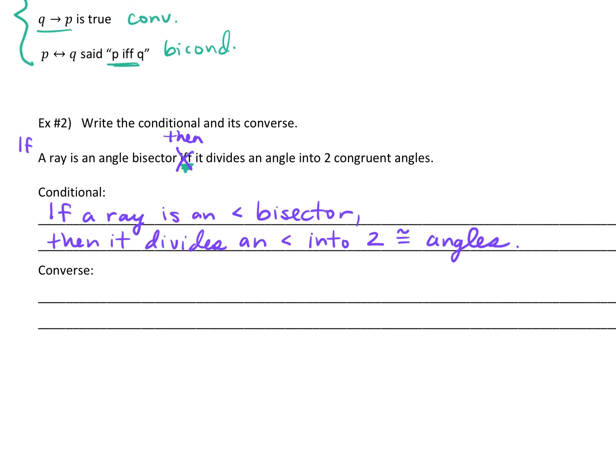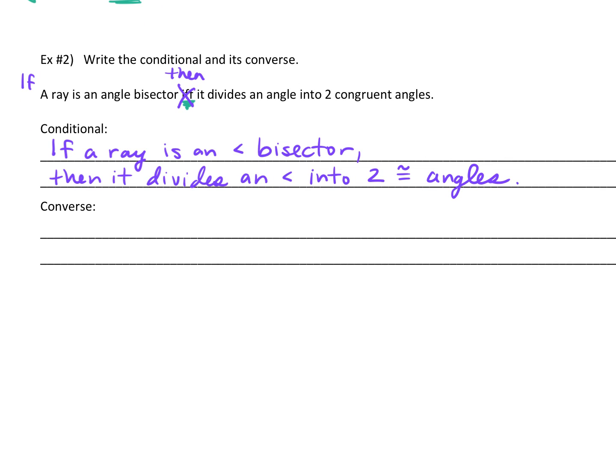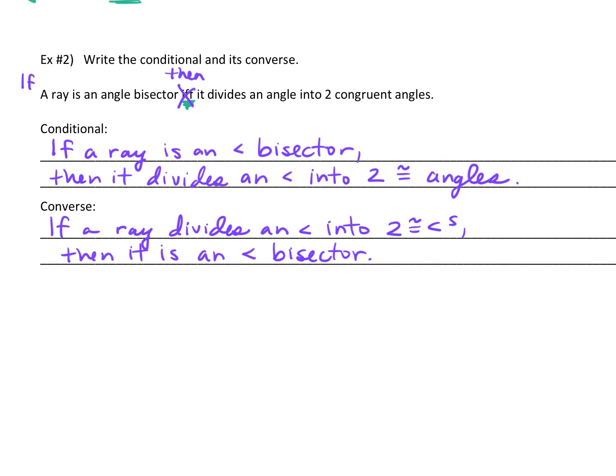So tell me what the converse of this is. If it divides an angle into two congruent angles, then it is a bisector. Then the ray is an angle bisector. Yeah, so let's say if ray, just so we know what it is, if ray divides an angle into two congruent angles, then it is an angle bisector. Okay?